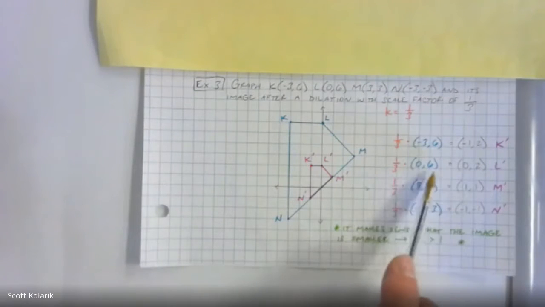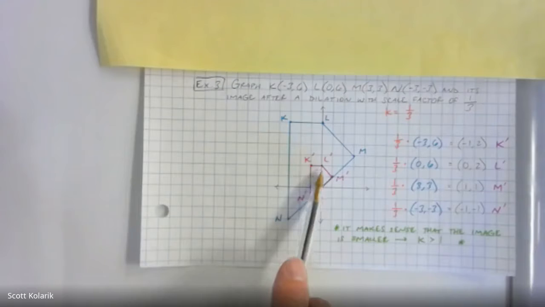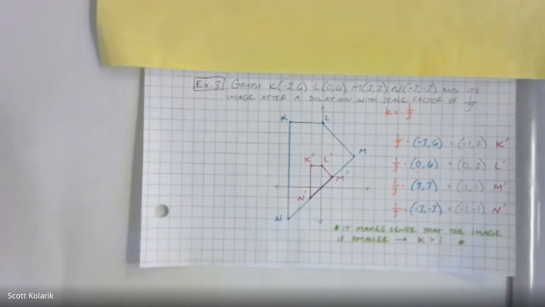L prime, I multiply 3 by 1/3. 1/3 times 0 is 0. 1/3 times 6 is 2. 0, 2 is L prime. There it is right there. And so on and so forth. Be careful about this. In this case, multiplying by 1/3 is also another way of just dividing by 3, just as a point of reference. But all we're doing for these kinds of problems when I'm dilating on a coordinate grid is simply multiplying the x and y by that scale factor k.